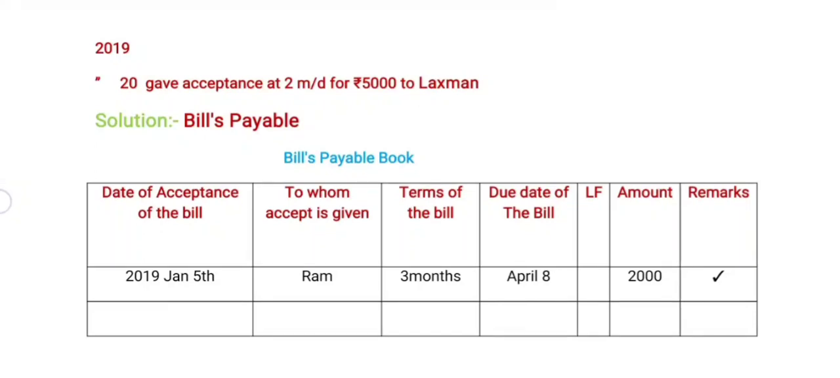Now coming to the date of the acceptance of the bill, it is 2019 Jan 20. Then the creditor of this is Lakshman. Now coming to the terms of the bill, it is 2 months. Now coming to the due date of the bill, we can calculate it with the help of a working note.